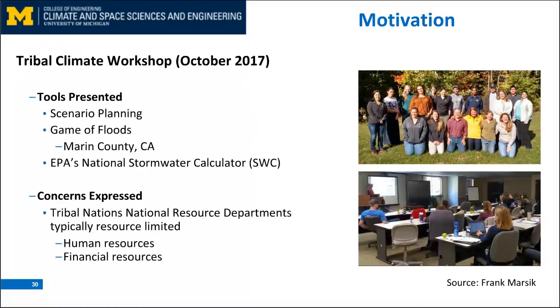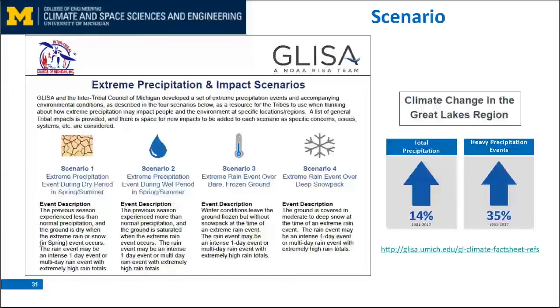So we provided a number of tools. One of them involves scenario planning, which is one of the approaches we use as part of GLISA. Here's an example of one of the products that we provide. One of the things that we're seeing in the Great Lakes region in terms of our changing climate since 1951, between 1951 and 2017, is an overall increase in precipitation of about 14%, and the 1% heaviest events each year have been seeing their amounts increasing over that time as well.